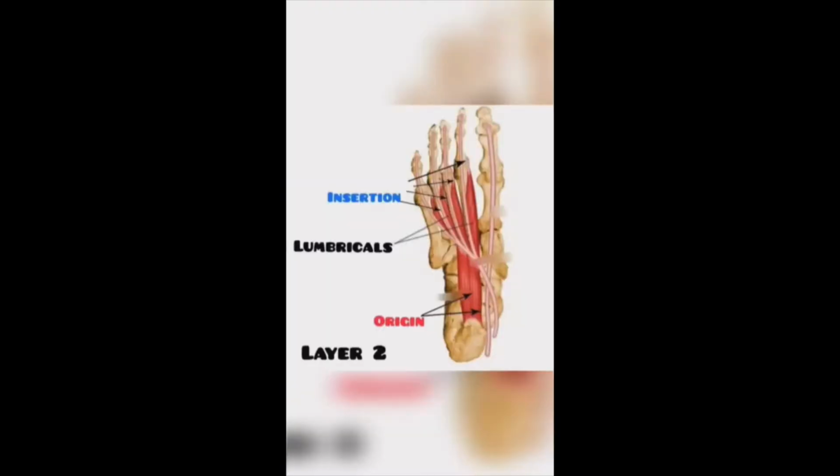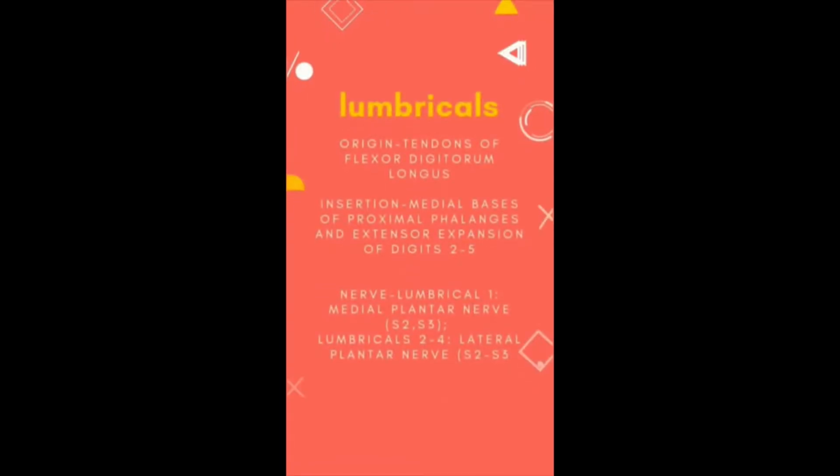Lumbricals. Origin is in the tendon of flexor digitorum longus. Insertion of this muscle is in the medial bases of the proximal phalanges and extensor expansion of digits 2 to 5. The medial plantar nerve with the root value of S2 and S3 supplies the lumbrical of the first toe. The lateral plantar nerve with the root value of S2 and S3 supplies the lumbricals of the 2nd to 4th toe.